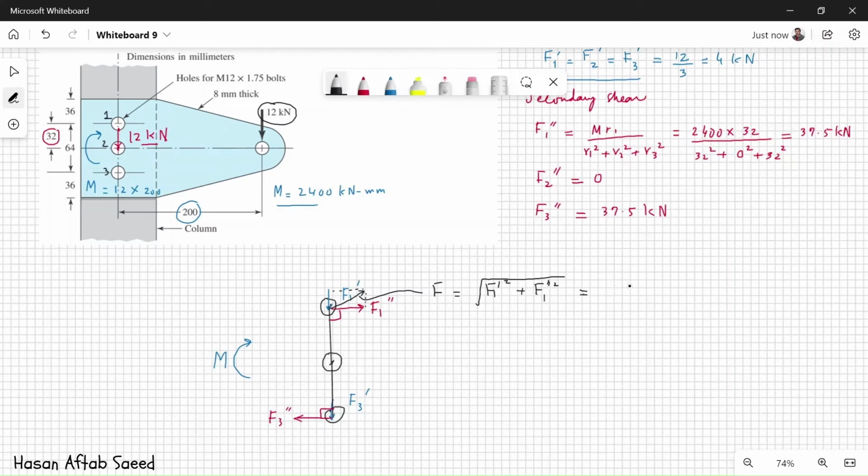It is simply 4 square plus 37.5 square under root, and so thus it turns out to be 37.7 kilonewtons. This is the load on the most critically loaded bolt of the system, which happens to be bolt 1 and bolt 3 as well, because both are subjected to the same shear force, only the directions are different.